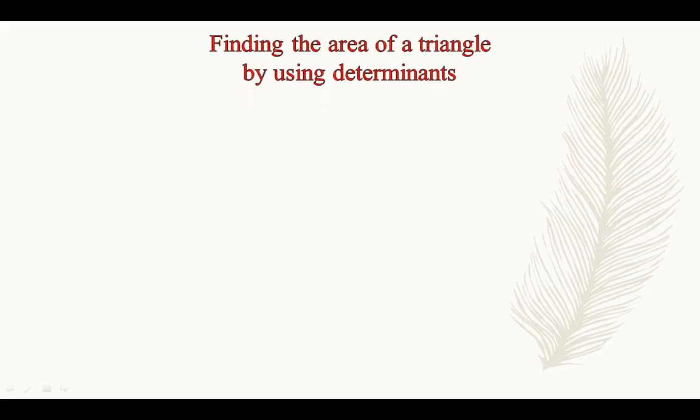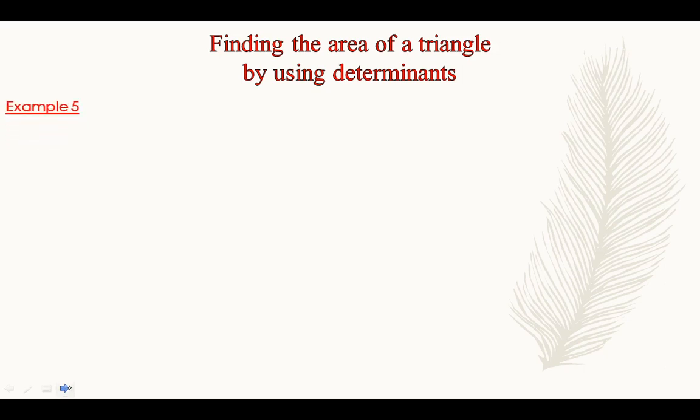First, we are going to find the area of the triangle by using determinant. Our first lesson will be finding the area of a triangle by using determinant. One of the uses of the determinant in this year is to find the area of the triangle, and to prove that we have three collinear points. Let's take an example on the two cases.